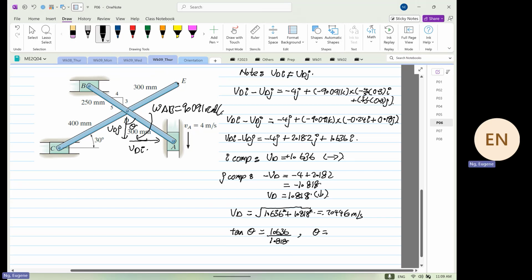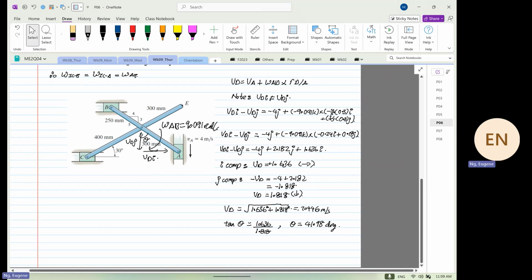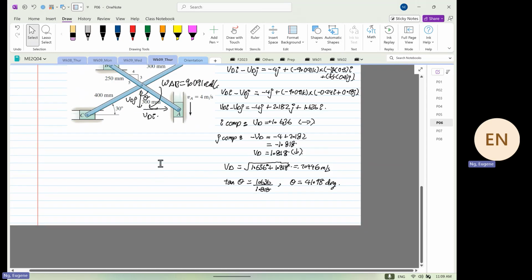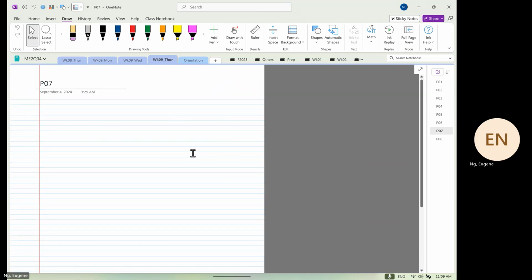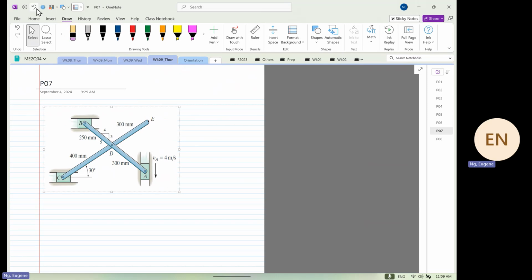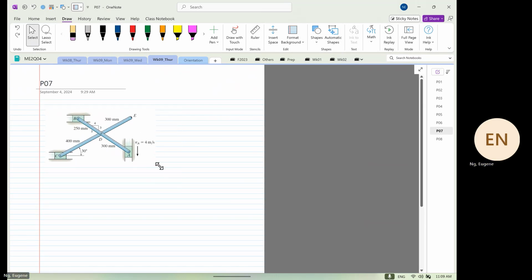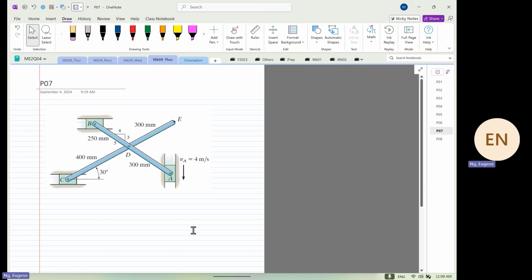Okay. So 1.636 divided by 1.818. Inverse tangent. So the angle is 41.98 degrees. So we know this angle now. I'm going to take this out and make this big. Don't make it oblique.